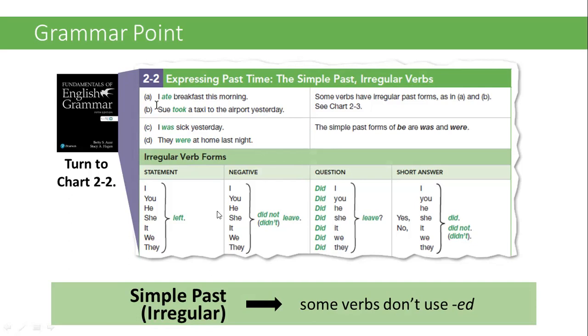Okay, so what are the irregular verbs? They are there in the list. You can just simply check them, and remember them. All right, so left, and then for negative didn't leave, and then for the question, you just need to move did to the beginning of the sentence, and then subject, and then the original verb. And then for short answer you can say yes I did or no I didn't.